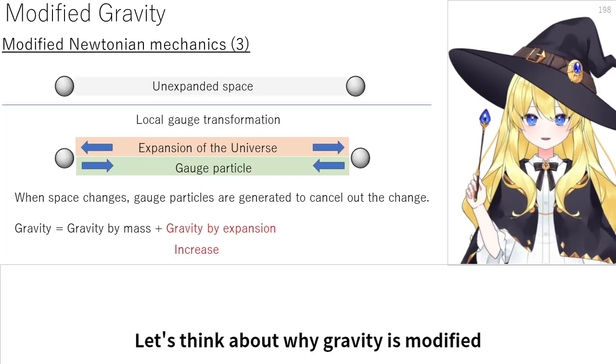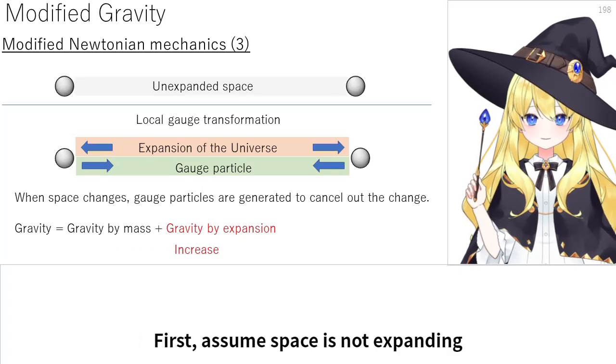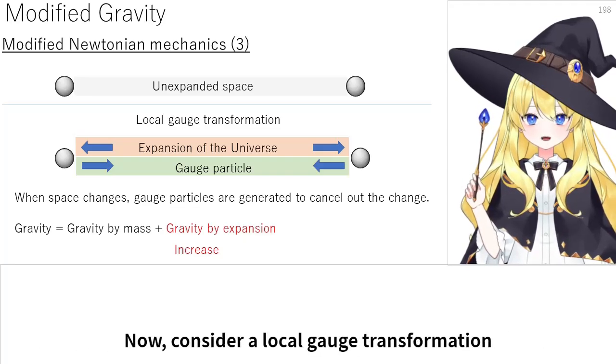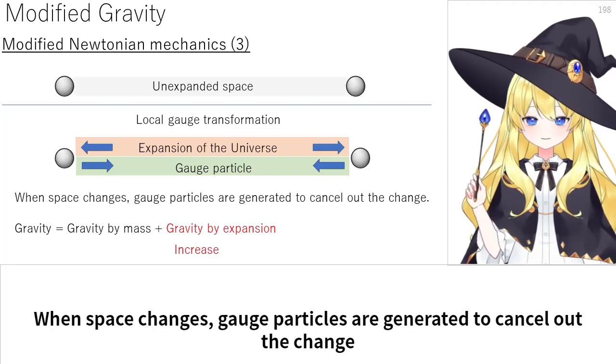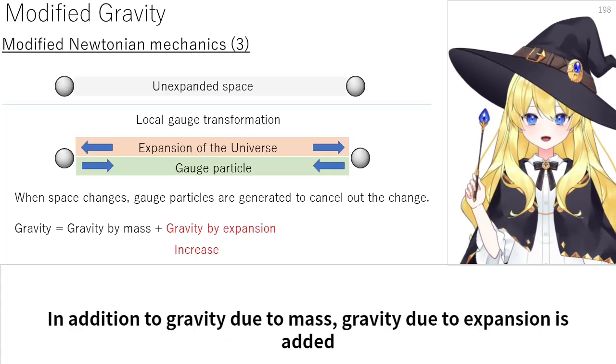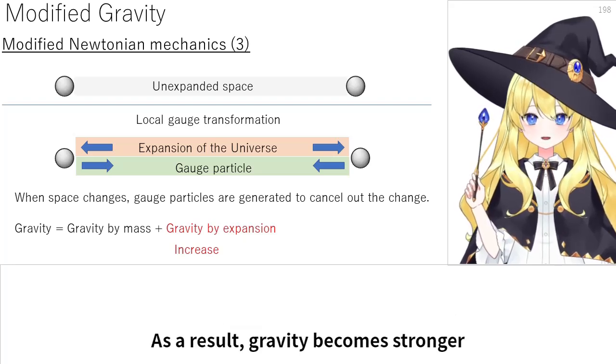Let's think about why gravity is modified. First, assume space is not expanding. Next, suppose dark energy changes space to an expanding state. Now, consider a local gauge transformation. When space changes, gauge particles are generated to cancel out the change. In other words, a force is generated. In addition to gravity due to mass, gravity due to expansion is added. As a result, gravity becomes stronger.